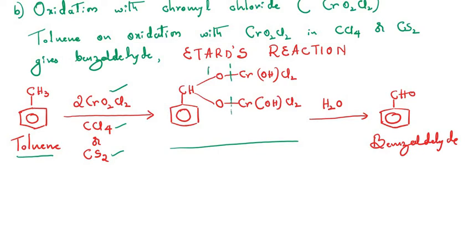Here we have one hydrogen, here OH, and similarly here we add one hydrogen and here OH, and we can see that this carbon is now bearing two OH groups, which is highly unstable. It undergoes intramolecular dehydration with the elimination of a water molecule, and then we have the product called benzaldehyde, and this reaction is an important reaction called Etard's reaction.